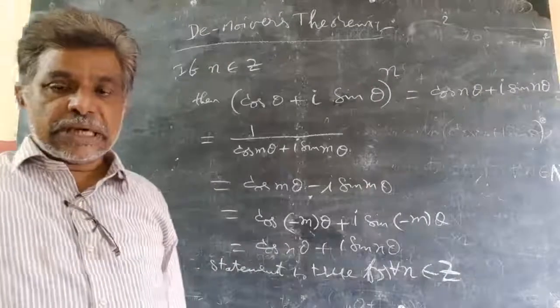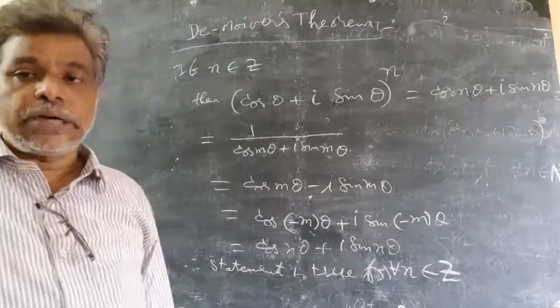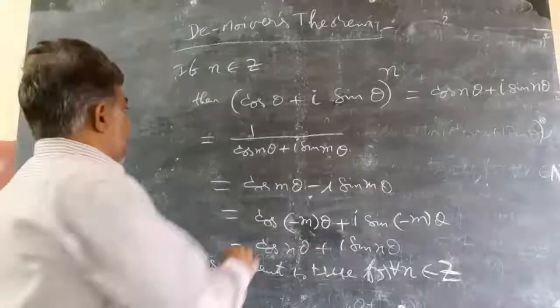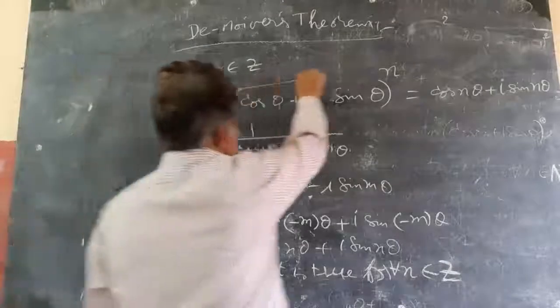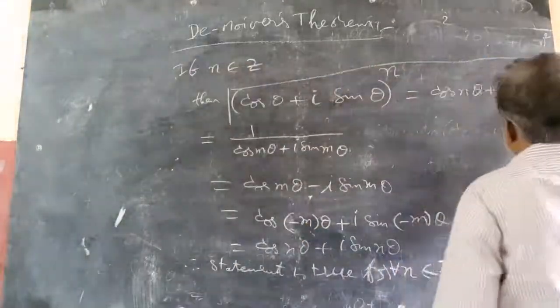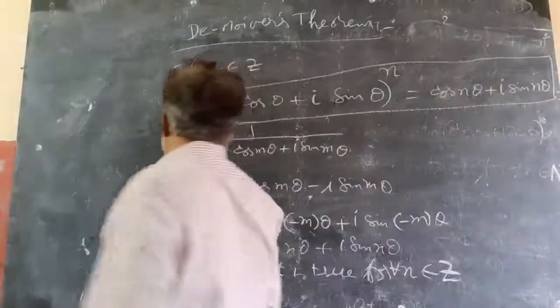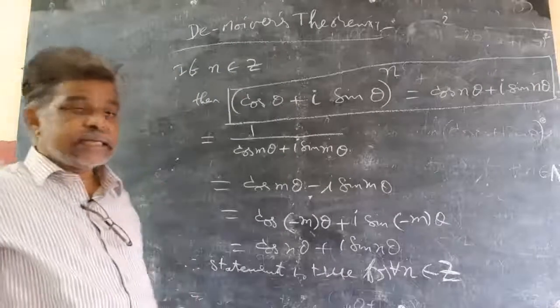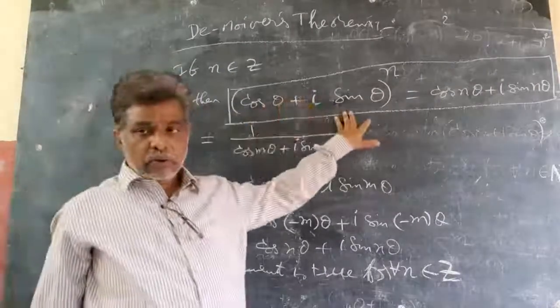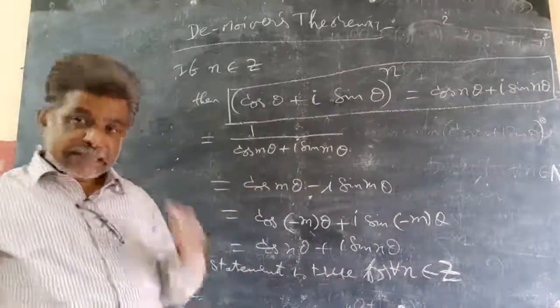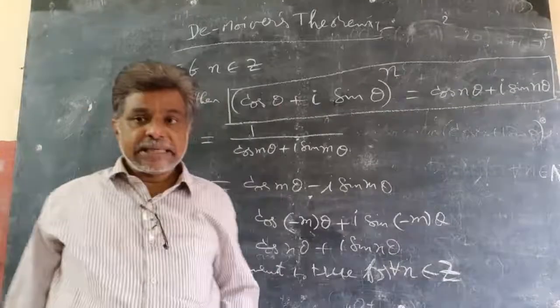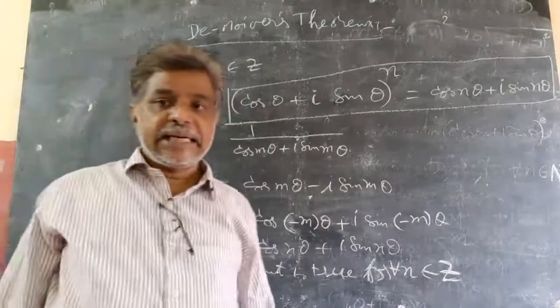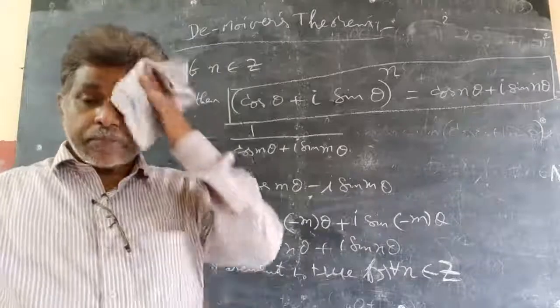Actually, this proof is not that important, but to be on the safe side, if you learn it, that's why I told everything. Only the statement is very important. In all the 7-markers, you will use only this De Moivre's theorem statement: cos theta plus i sin theta whole power n equal to cos n theta plus i sin n theta. Only the statement is most important.